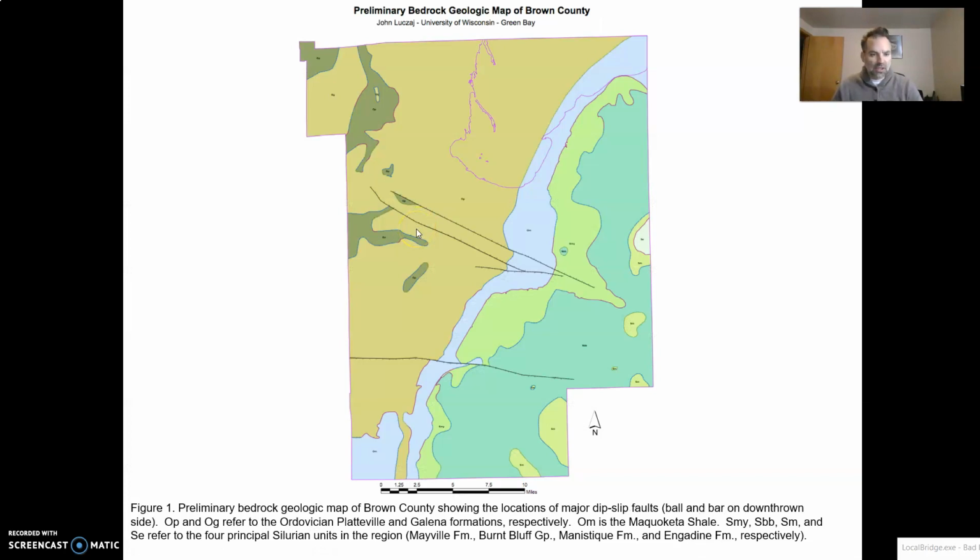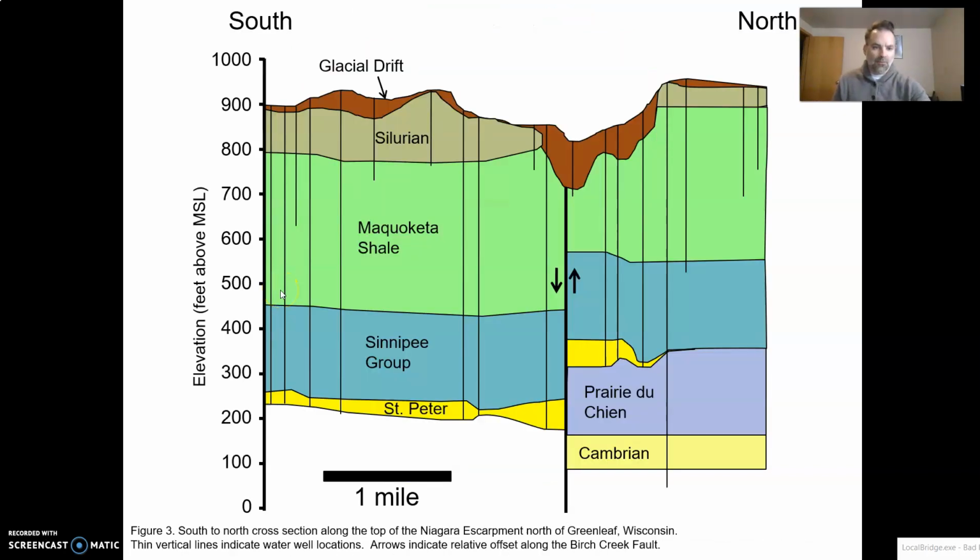This is a geologic map that it looks like John Luchai put together. I don't know when he did this, but it shows the different types of rock layers on the surface, and the black lines represent distinct faults that have occurred in these rock layers. On this next slide, there's a cross section from north to south, and this is your elevation, which is basically the depth. This represents 1 mile here.